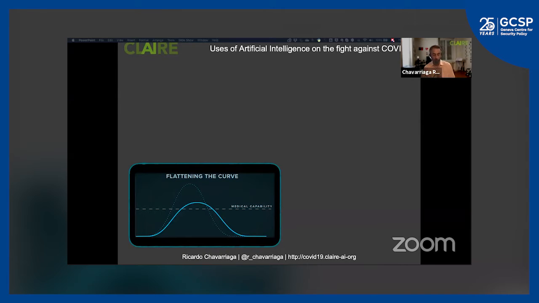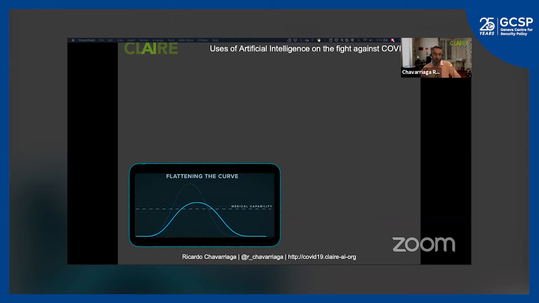I will talk about the use of artificial intelligence in particular, very briefly, on the current situation against COVID-19. And I will start from the question of what do we want to achieve? What is the reason why we want to deploy this technology? And we can come back to this concept of flattening the curve.